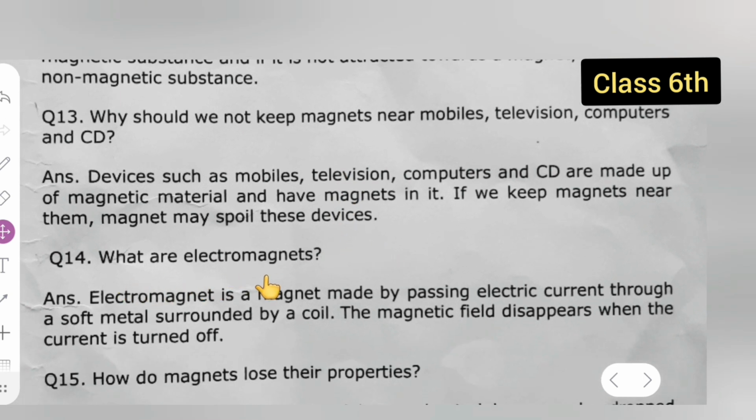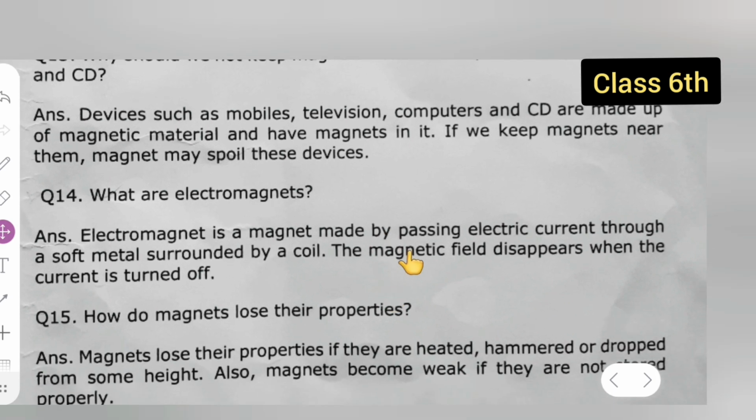Next, what are electromagnets? An electromagnet is a magnet made by passing electric current through a soft metal surrounded by a coil. The magnetic field disappears when the current is turned off. When does the magnetic field disappear? When the current is turned off.